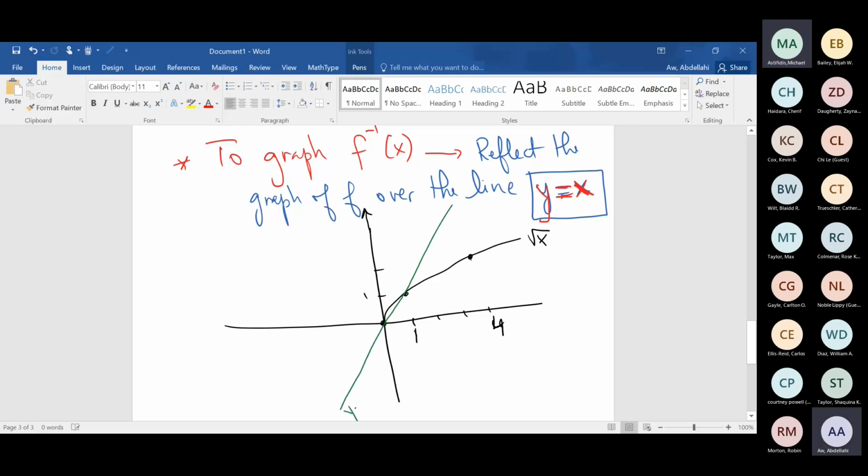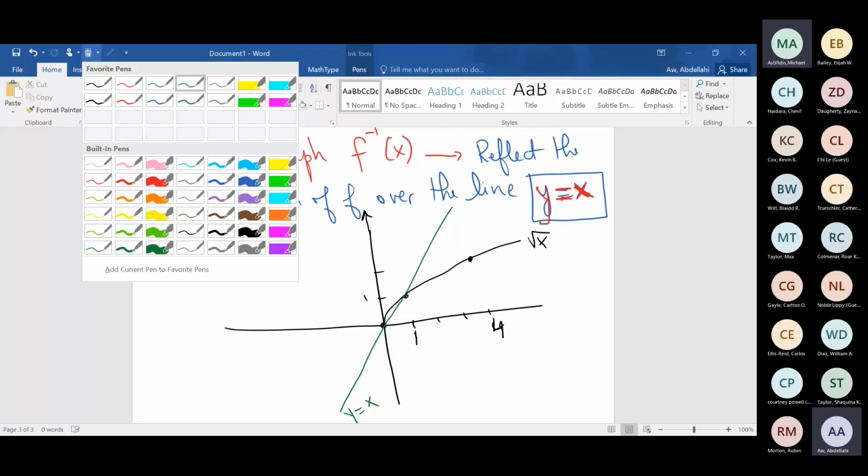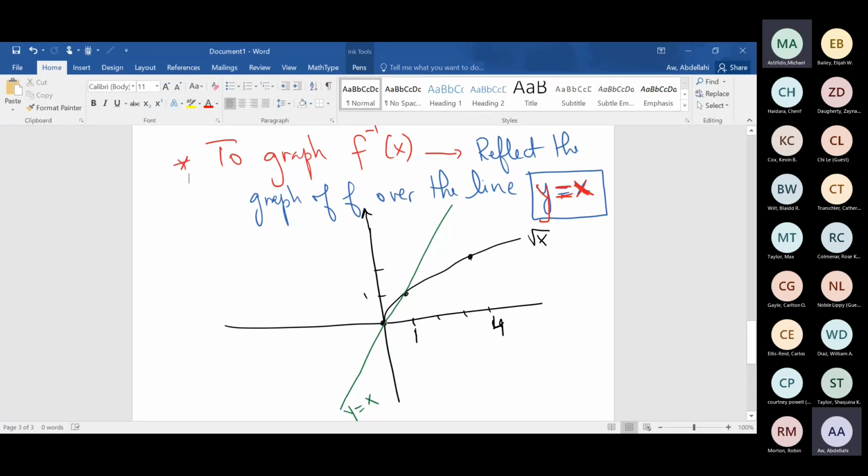This is the line y equals x. If I want to graph the inverse, I have to flip this graph over that line. Now this mirror is a little bit complicated because it's not a horizontal mirror, it's not a vertical mirror, right? So the flipping is a little more complicated. How you do it, if you look at it, is this right here, and then this. That is the graph of the inverse, right? So you flip it over the line y equals x.